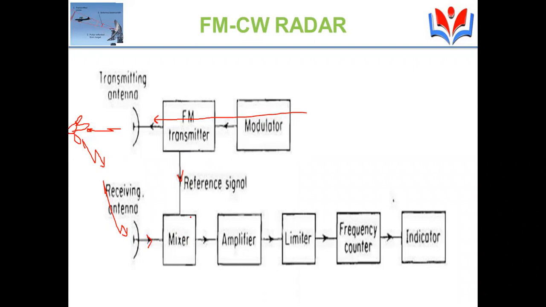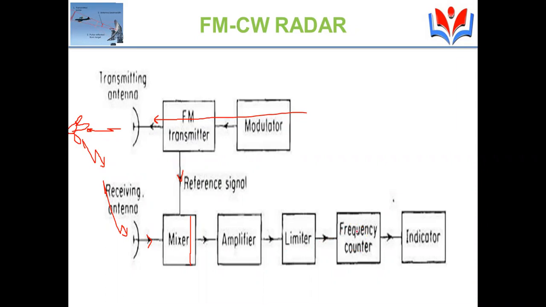Among these, we take the difference signal, because we maintain a filter at the output of the mixer to pass only the low frequency component. The difference signal is applied to an amplifier. Why is it required? Since the difference signal is low in strength, you should amplify it. Otherwise, we can't use that signal for further operations. Later, it is applied to the limiter. The limiter will limit the amplitude variations.